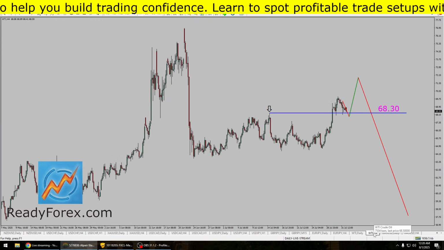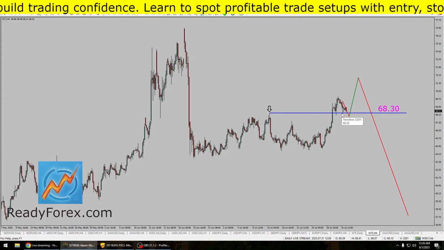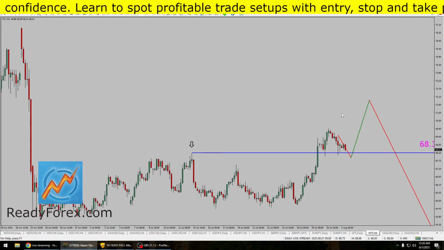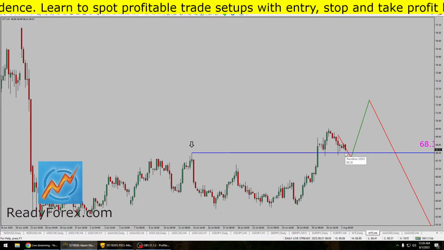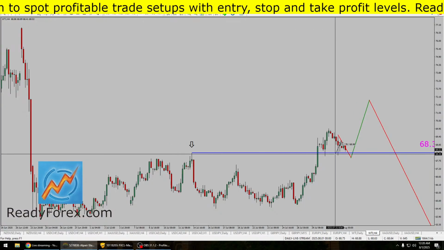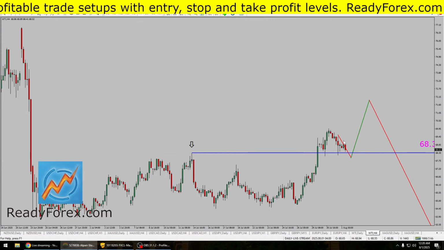Now I told you about the retest over here, so look what happened. We got an exact retest at 68.30. That was a nice buy scalp trade for short-term traders. Okay, so this was a retest, and then the market bounced up over here about 9 to 10 points.